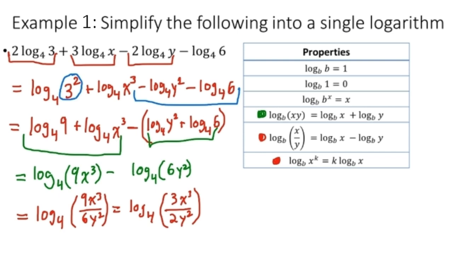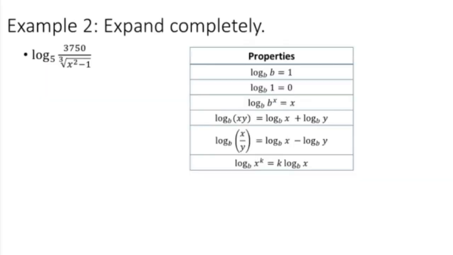Also, be on the lookout for any simplification you can do as you go along. Next, we're going to completely expand log base 5 of 3,750 all over the cube root of x squared minus 1. What we mean by expand completely is we're going to rewrite our logarithm into many logs, and we're going to rewrite it so that we can no longer apply any of our logarithmic properties.